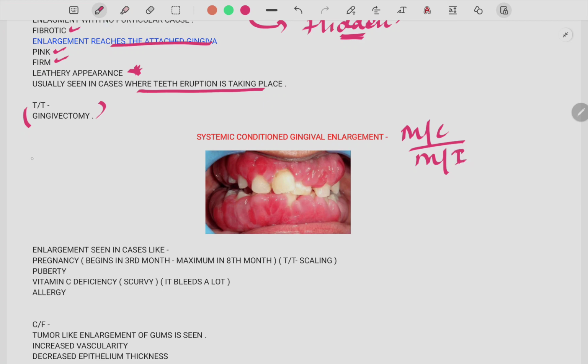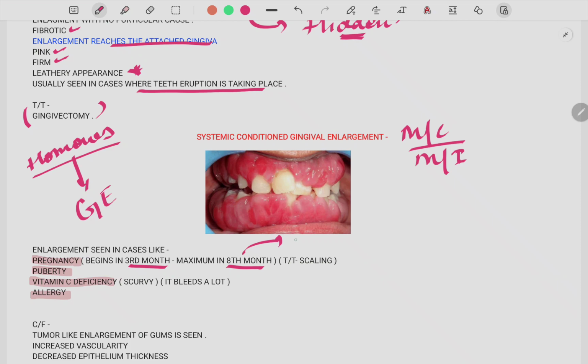Now see what happens. In certain conditions, the hormone level gets disturbed, and because of these hormone changes, this gingival enlargement could be seen. Now what could be these conditions? Conditions like pregnancy, puberty, vitamin C deficiency and allergy could be some of them. Particularly in pregnancy, the gingival enlargement usually begins at the third month and can go up to the 8th month.